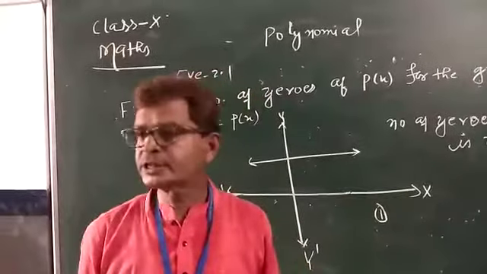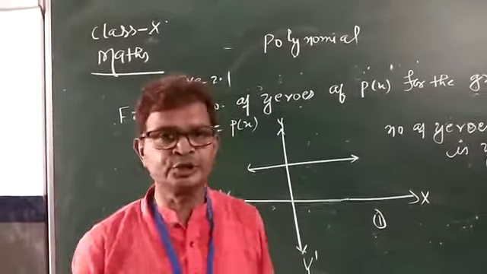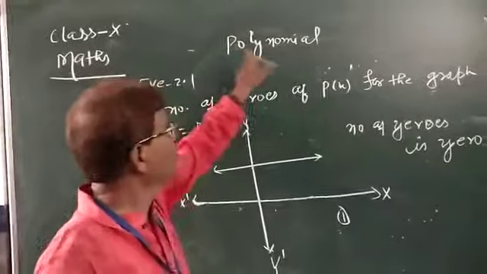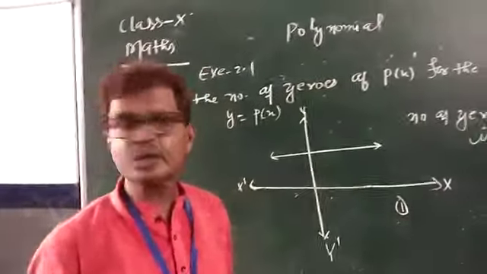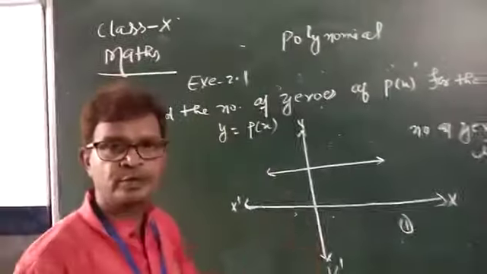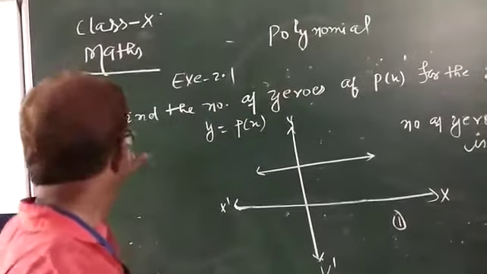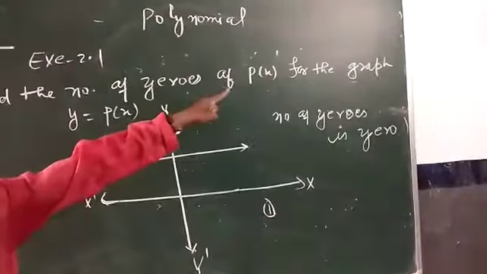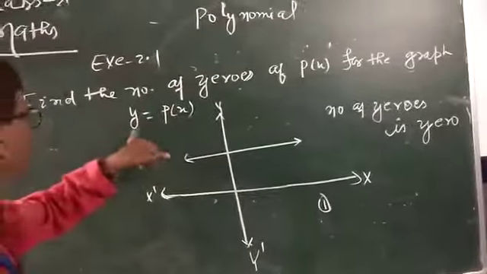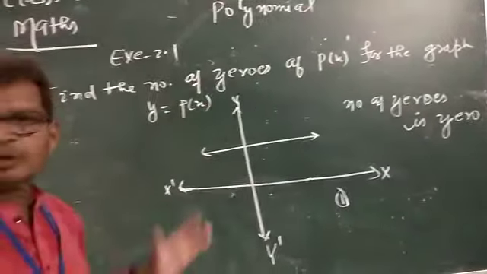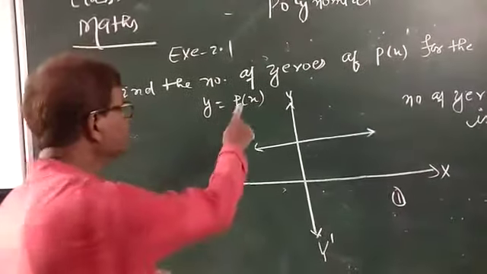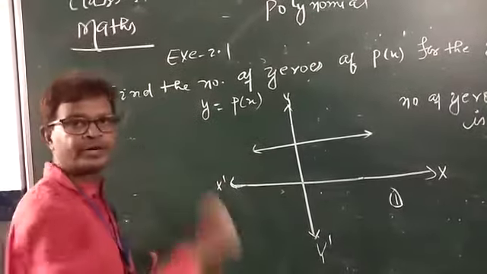I am SN Singh. Today I am going to teach you the topic polynomials and the sum of exercise 2.1. See here, first, find the number of zeros of p(x) for the graph y = p(x). What does it mean? p(x), the function of x, is equal to y.